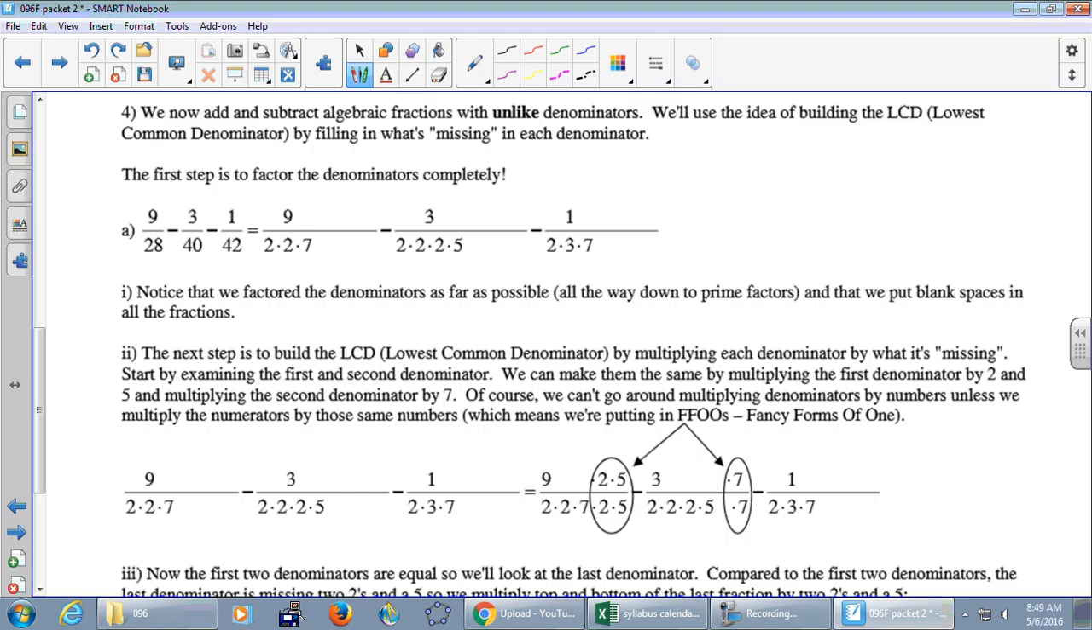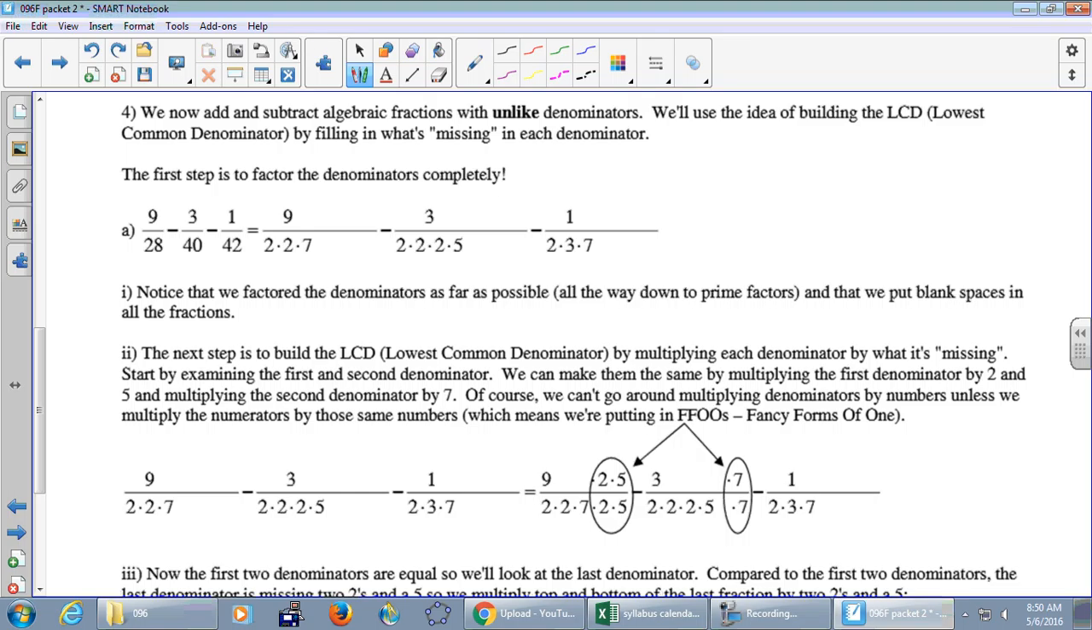So we're going to give you a way to do this that will carry on and help us as we do it with x's and y's. First step is to factor the denominators completely. So 28 is really 2 times 2 times 7. Agree? We factored all the way down to what kinds of numbers there? The prime numbers. That's how you know when you're done, right? You can't go any farther than 2 or 7. 40 is equal to 2 times 2 times 2 times 5. Do we agree? Just factor it. Maybe you might have made a factor tree back when you were doing factoring. 42 is 2 times 3 times 7.